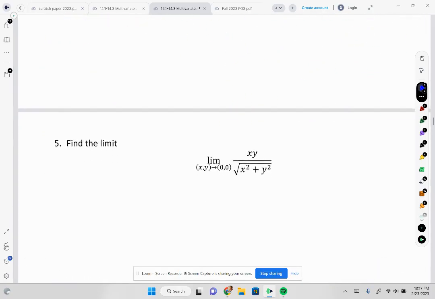Okay, let's look at this next one. Direct evaluation will give us 0 over the square root of 0, which is still 0 over 0. And so direct evaluation fails. There is no such thing as factoring anything in here. There's no algebra that can save us right now. So direct evaluation and algebra fail us for now.